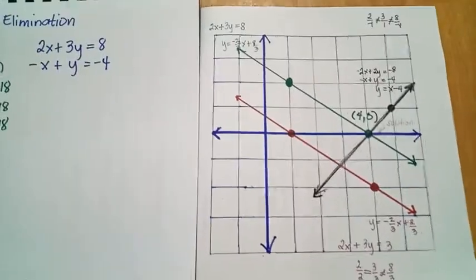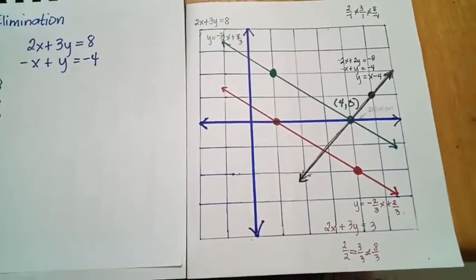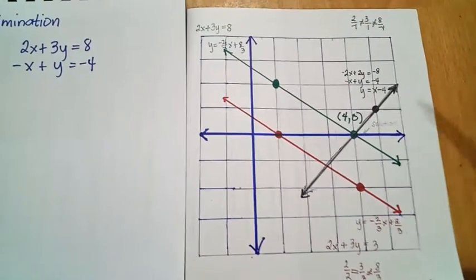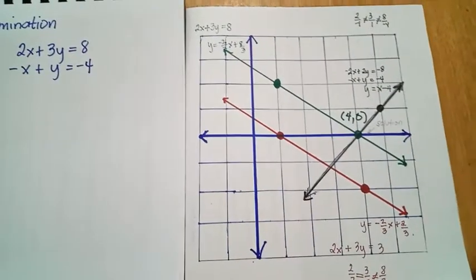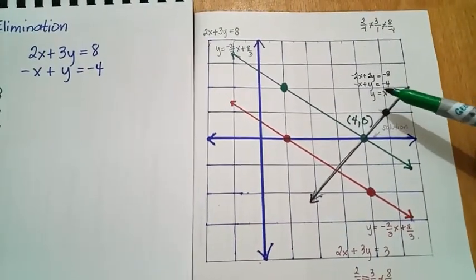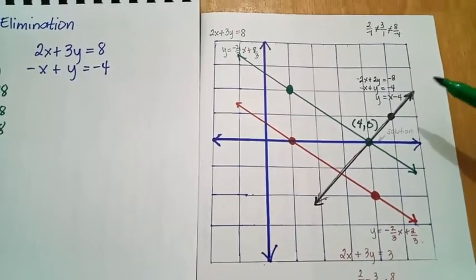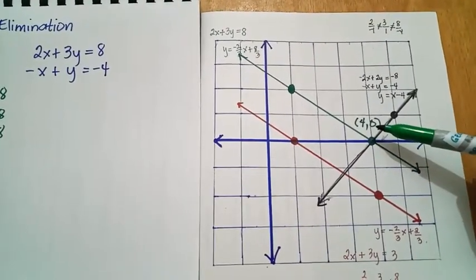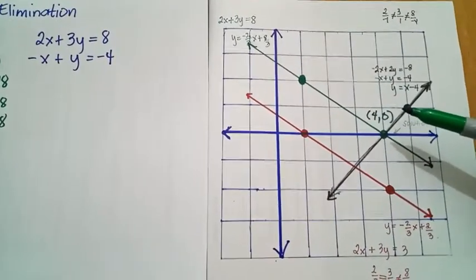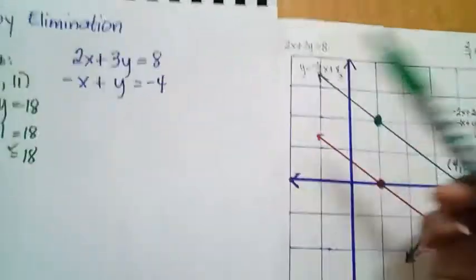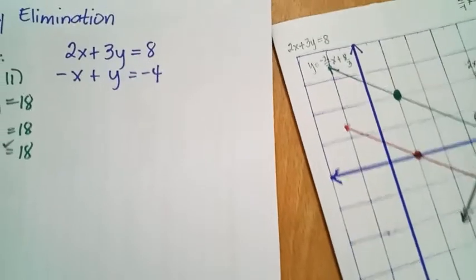Okay? So we have another given taken from the graph earlier, no? So we already have the equation 2x plus 3y equals 8 for this line, and negative x plus y equals negative 4, which is for this black line. Okay, so their point of intersection is 4, 0. Let us see if we will arrive at 4, 0 as our answer if we solve this equation through elimination.